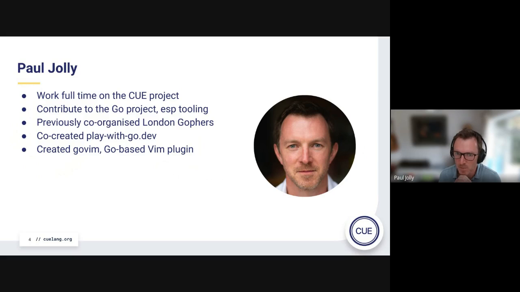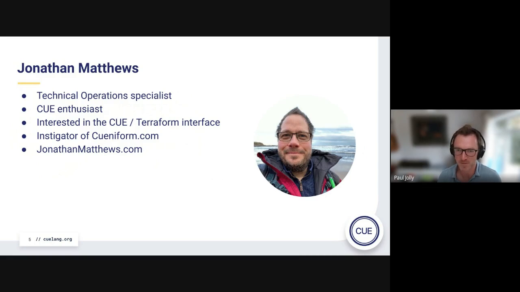Very briefly on me, my name's Paul Jolly. I work full-time on the CUE project. I've previously contributed a lot to the Go project, especially on the tooling side of things. And so my interest on the Terraform side of things fits into that bucket of tooling and things I wish I was better at. I'll let Jonathan introduce himself, and we'll also motivate why we needed someone like Jonathan working on this who has the Terraform and ops infrastructure experience.